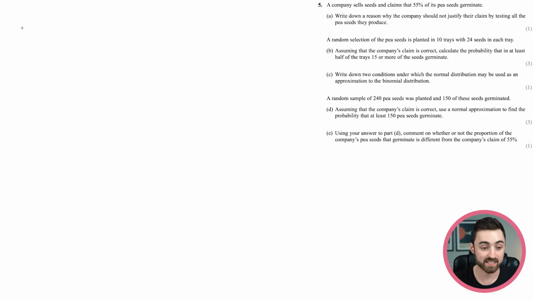Question 5, let's see what we have. A company sells seeds and claims that 55% of its pea seeds germinate. Write down a reason why the company should not justify their claim by testing all the pea seeds they produce. I mean, surely this can't be the question. It can't be this simple, right? If you test all your seeds, you're not going to have any left, are you? How are you going to sell any?